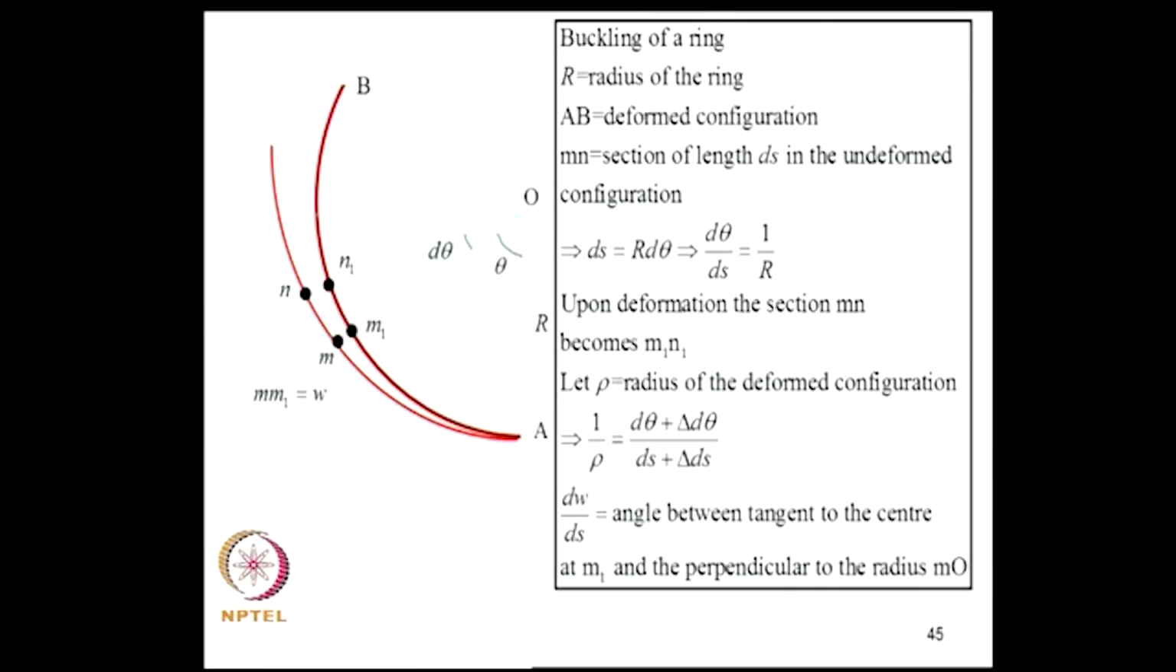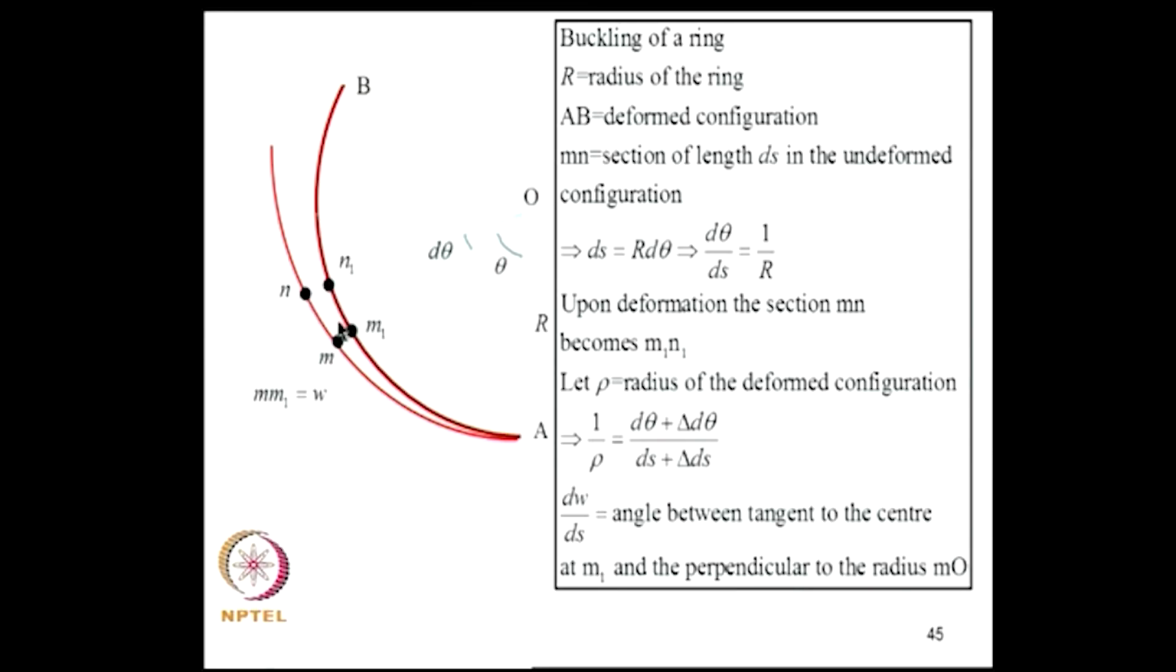Now we can consider certain other problems, for example buckling of a ring. Suppose I have a ring with a radius r. AB is a deformed geometry of the ring, O is the center. So OM will be R and OM1 is the deformed configuration. MN is a section of length ds in the undeformed configuration, and in the deformed configuration it becomes M1N1.